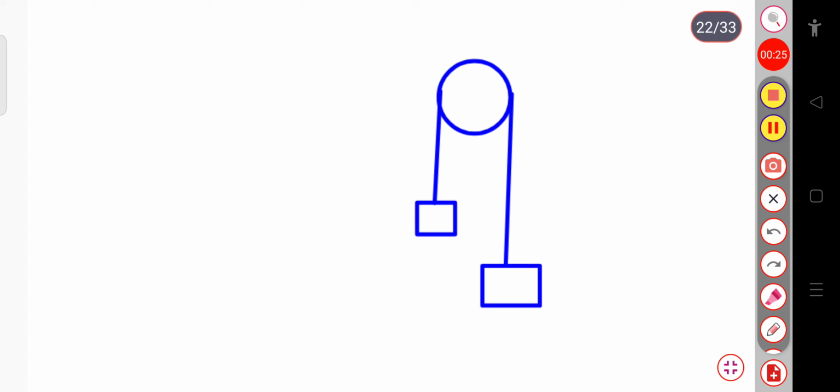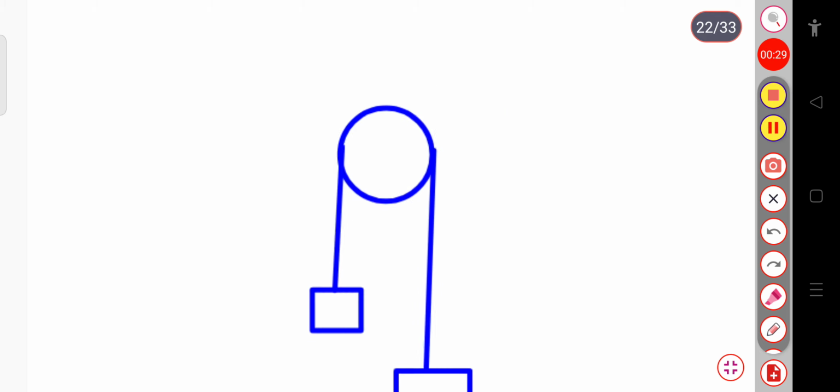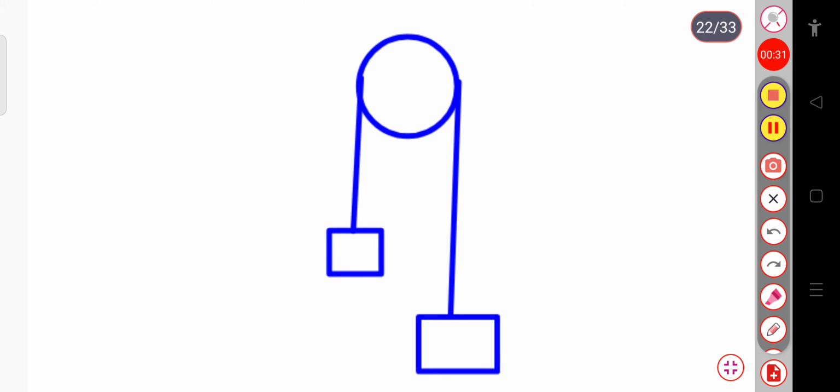And now these are the two masses. One is M1 and another one is M2. This is M1 and this is M2 mass, and they are connected by an inextensible string of length, suppose the string length is L.